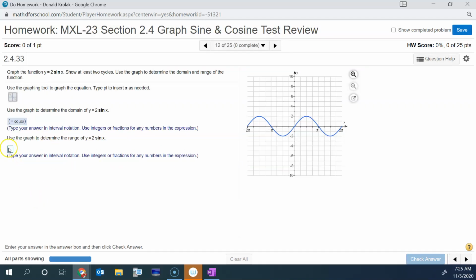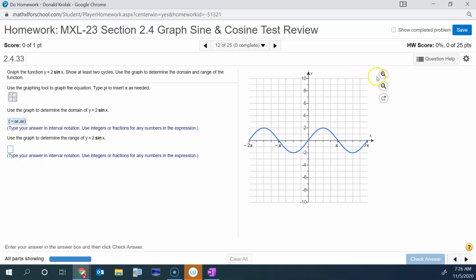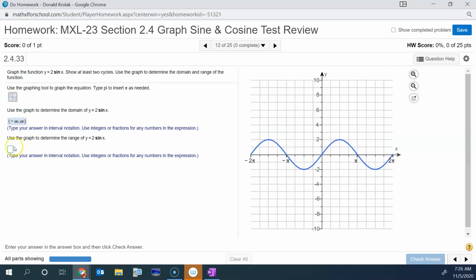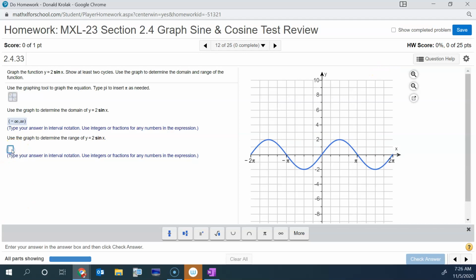All right, what is the range of that function? Corey, the range. Yep, so the low value, and are they brackets or parentheses? Brackets. Negative 2, comma, 2, bracket.